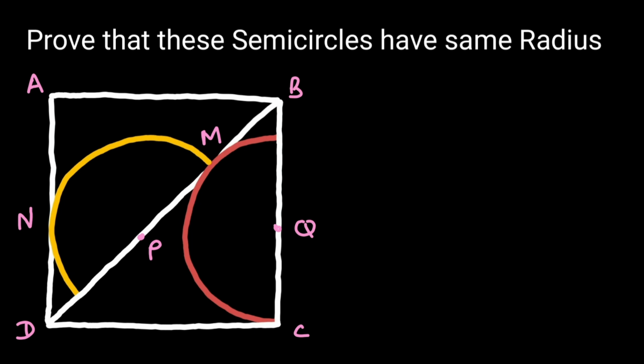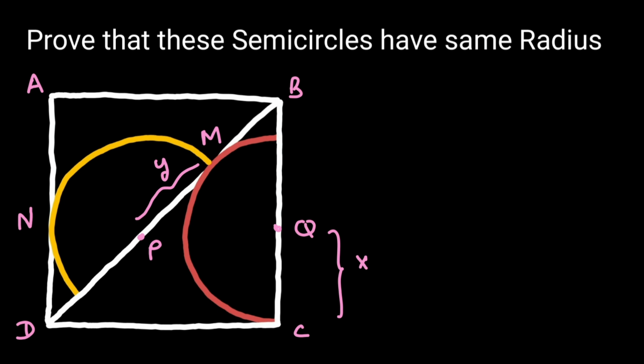Okay. Now the first thing that we are going to do is we are going to take the radius of the semicircles as variable. So let the radius of this red circle, that is going to be from the point Q to C, be equal to a variable x, and the radius of this yellow semicircle, that is going to be from the point P to the point M, be equal to a variable y.